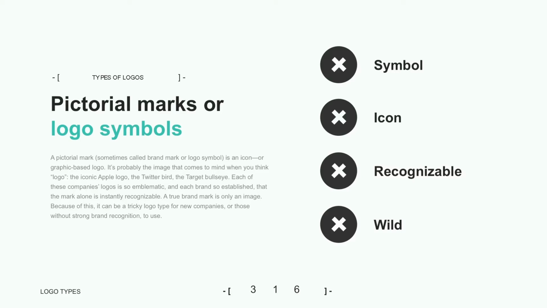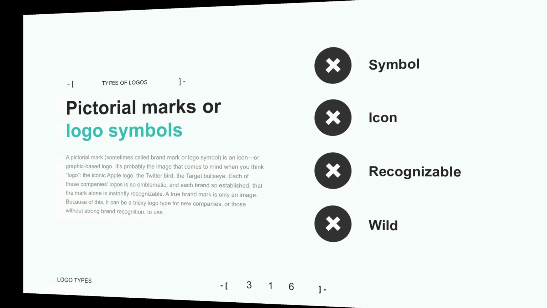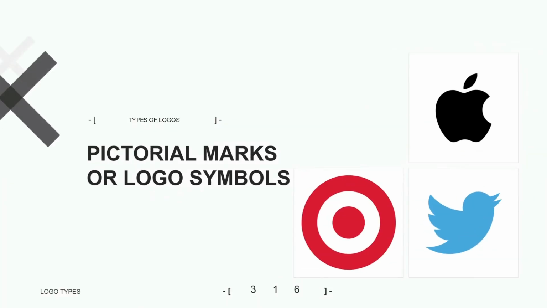Now, what is key about a pictorial mark is that it's symbolic, it's an icon, and it's recognizable. So let's take a look at some of those samples. Some of them are Target, the bird from Twitter, and the Apple logo. So we have many options here, but just think about that for a second.